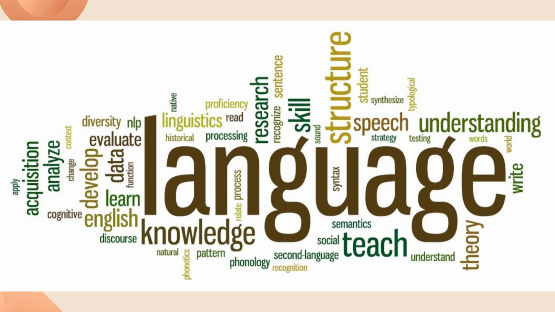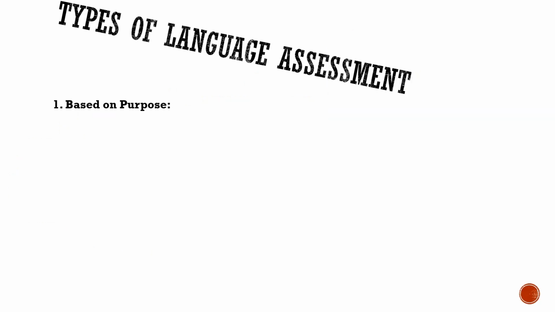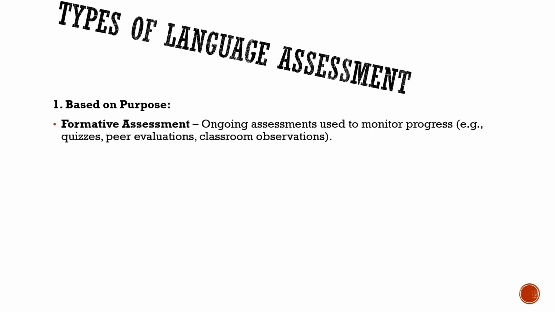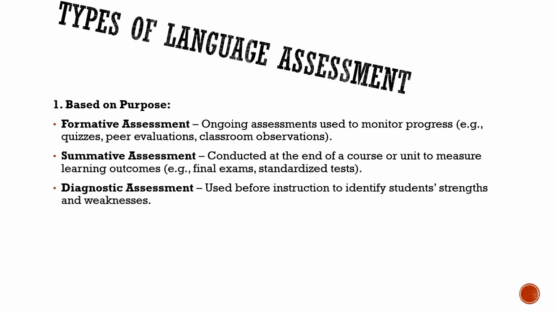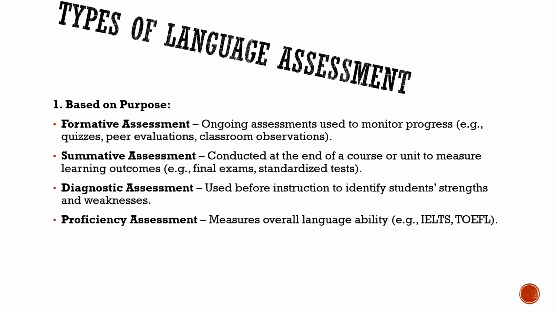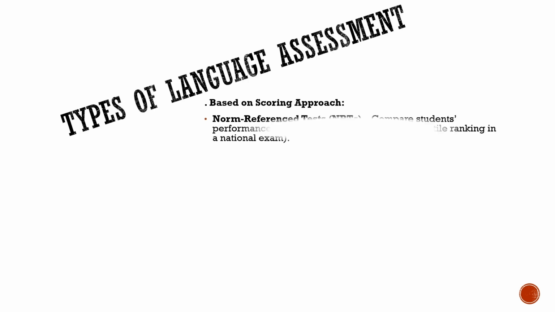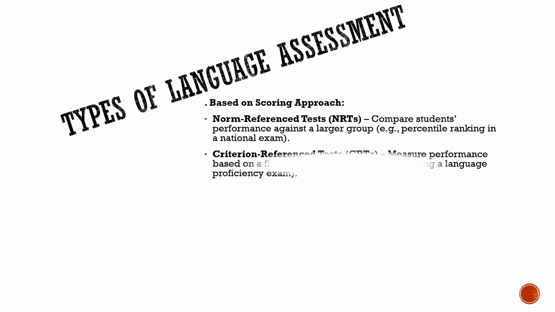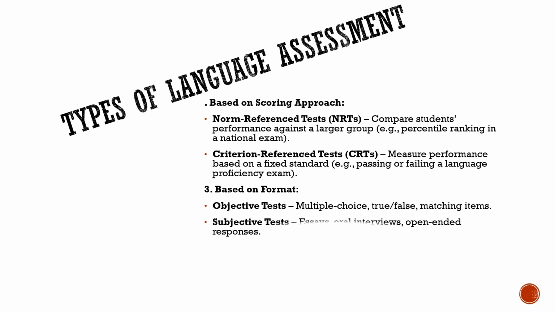Types of language assessment, based on purpose. There are different types of assessments, depending on their purpose. Formative assessment happens during learning to give feedback and guide instruction. Summative assessment occurs at the end of a course or unit to evaluate achievement. Diagnostic tests help identify learner strengths and weaknesses before instruction begins, and proficiency tests assess general language ability regardless of a specific course.